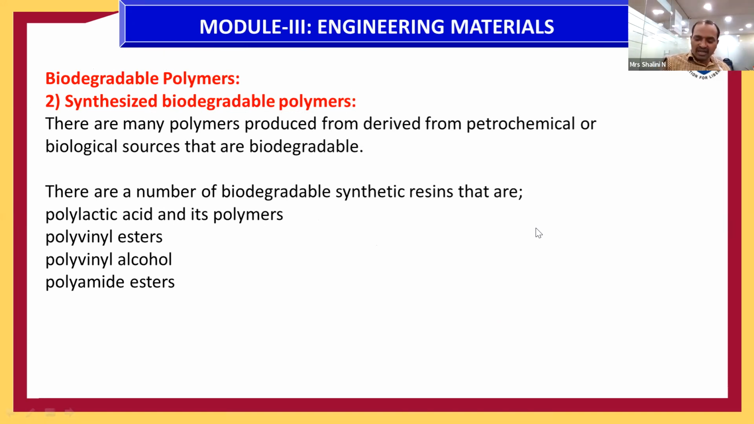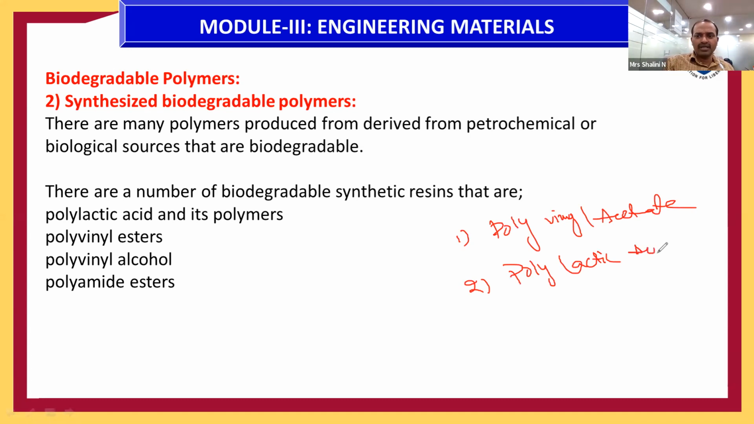Then coming to our syllabus, what are the synthesized biodegradable polymers in the syllabus? In the current syllabus, we have only two synthesized biodegradable polymers. Number one, polyvinyl acetate. Number two, polylactic acid. Polyvinyl acetate is called PVAc and polylactic acid is called PLA. So these synthesized biodegradable polymers are polyvinyl acetate and the polylactic acid.